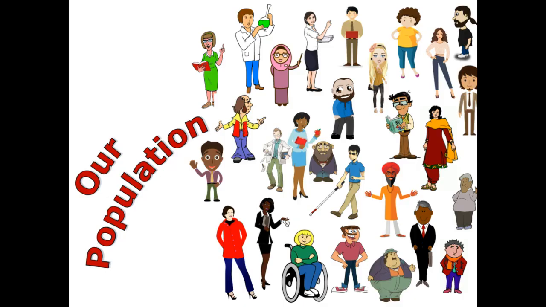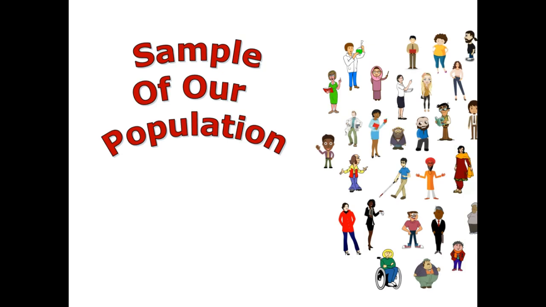Let's just say that these people are a population of college instructors. You'll have to imagine that there are lots more of them, okay? Let's say that there are just too many of them to observe all of them. We cannot observe all of them, but we can observe some of them. We can observe a sample of them.